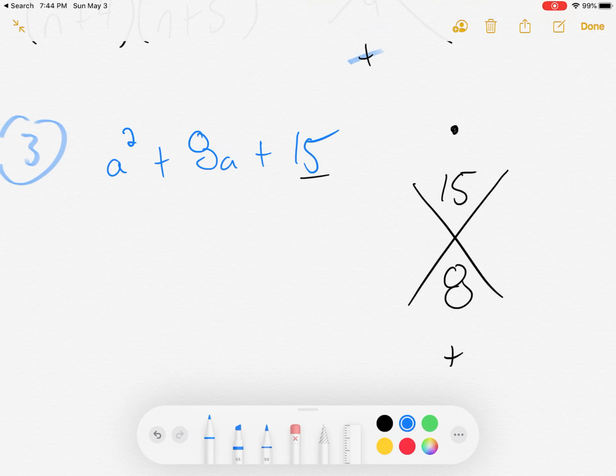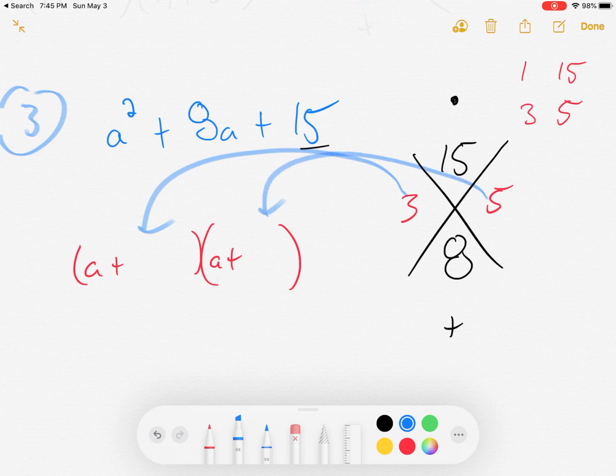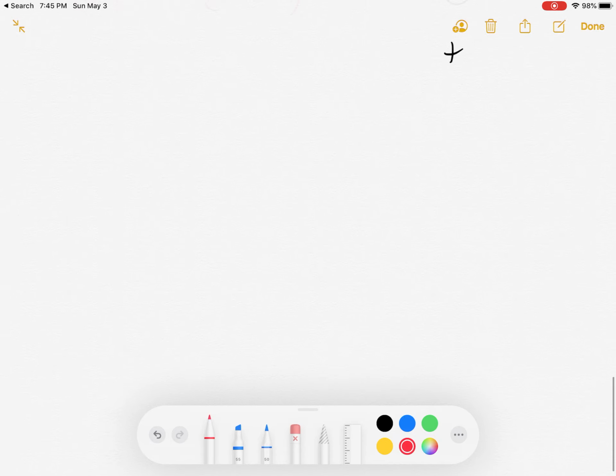So we're going to list out numbers that multiply to 15: 1 and 15, or 3 and 5. Well, 3 plus 5 is 8, and 3 times 5 is 15. So my parentheses then, I'm at 2 sets of parentheses. It's going to be A plus, this one goes here, this one goes here. A plus 3, A plus 5. Final answer.